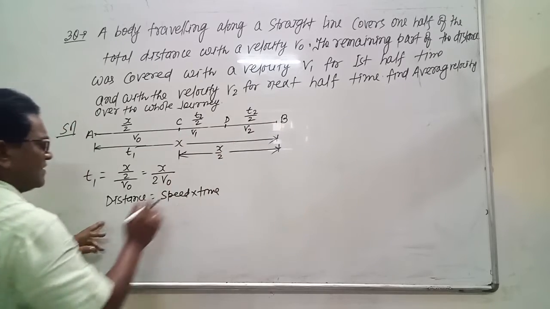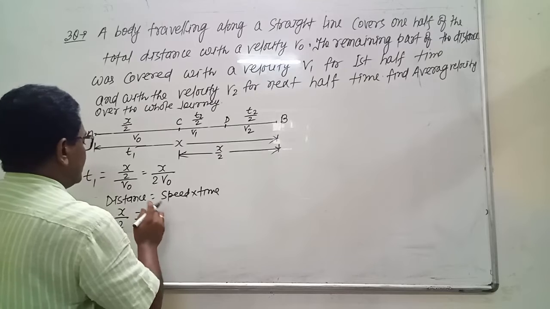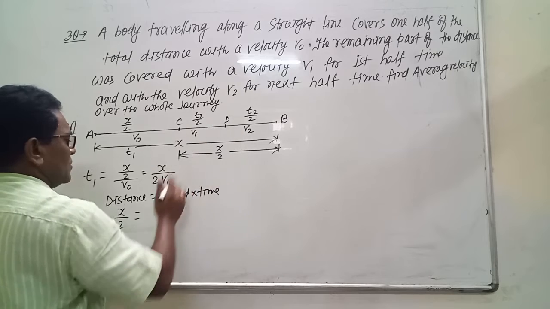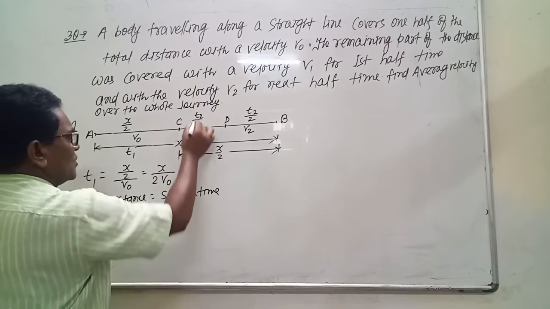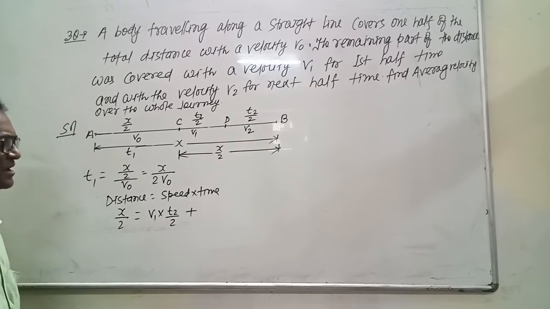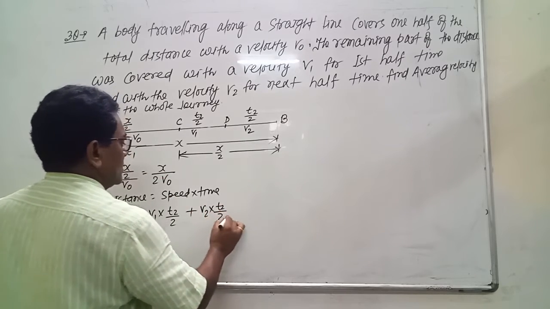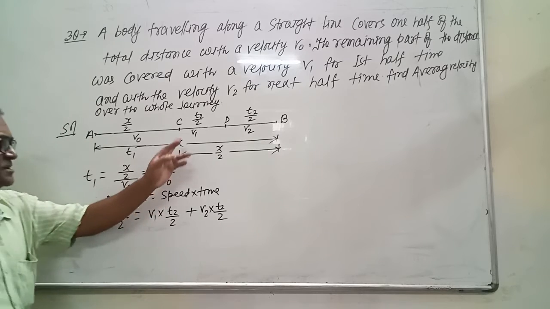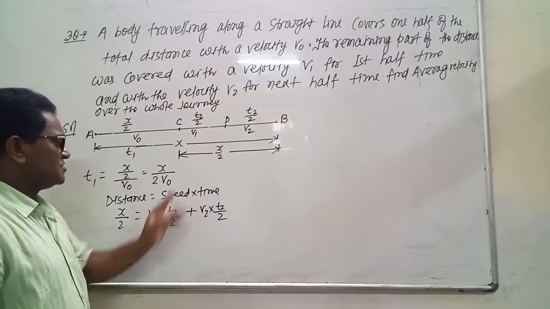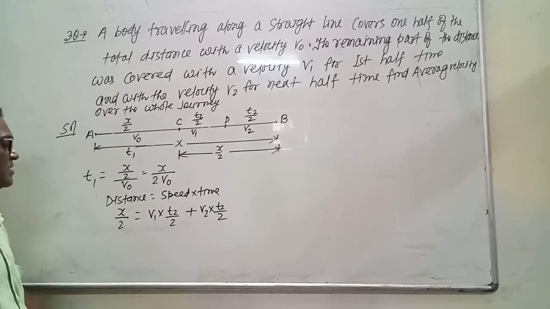For the next half distance CB, which is x by 2, CB can be written as CD plus DB. For CD, the speed was v1 and the time was t2 by 2. For the other segment DB, the speed was v2 and the time taken was t2 by 2. So this is the total distance CD plus DB, and distance equals speed into time.